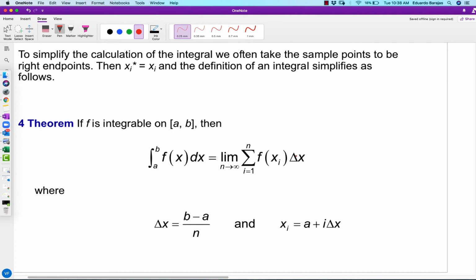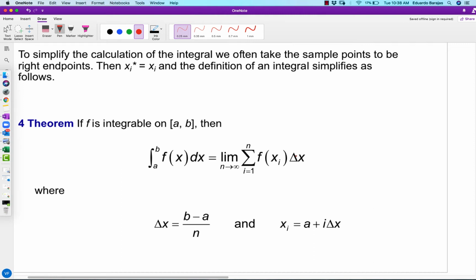To simplify the calculations of the integral, we often take the sample points to be the right endpoints. So if you get the same answer no matter what sample points you choose, why not just make life easier and choose the right endpoint, thereby making the sample points be exactly equal to the x sub i values. And then the definition of our integral simplifies just a little bit more in the following way.